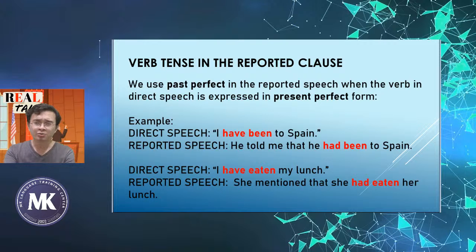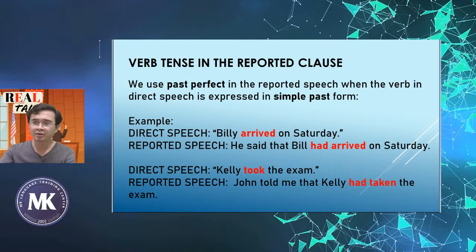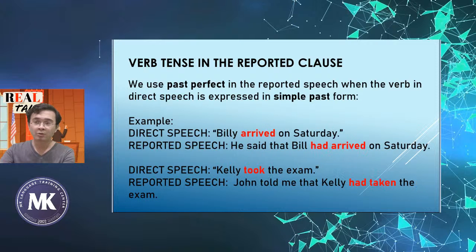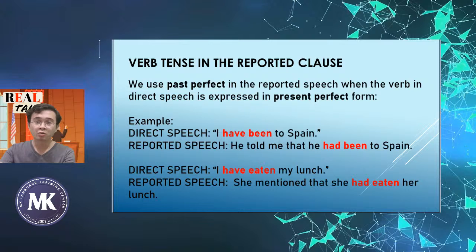They had the same rule in the previous one, but there the direct speech is in simple past, and now here the direct speech is in present perfect. If you want to change the present perfect and simple past of the direct speech, we need to use past perfect for these two verbs. Here, for example, "I have been to Spain."